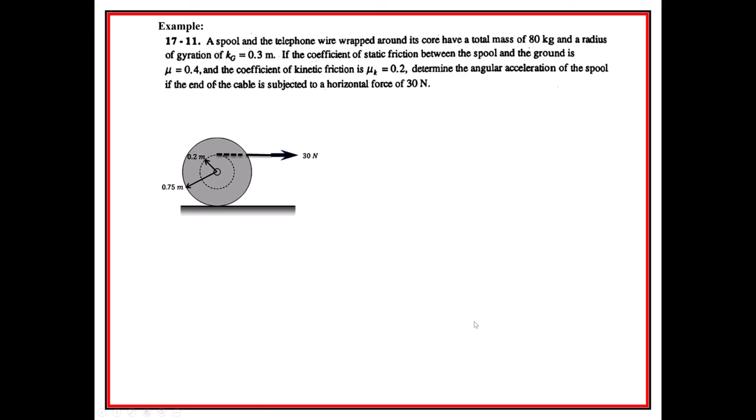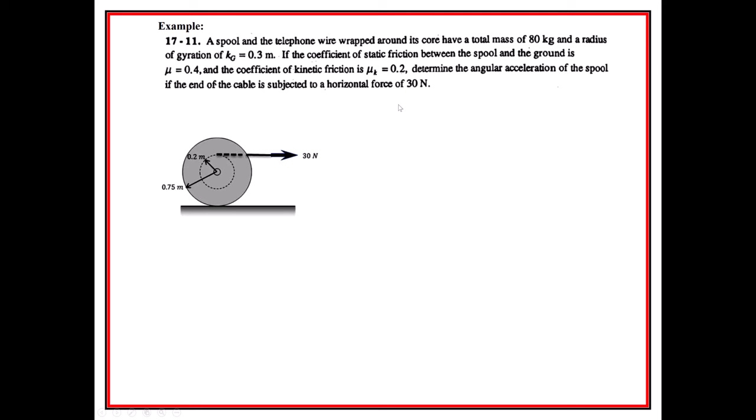We have the spool, and a telephone wire is wrapped around the top of it. This thing has a total mass of 80 kilograms, and they give us a radius of gyration of 0.3. The coefficient of static friction between the spool and the ground is 0.4, and the coefficient of kinetic friction is 0.2. We're going to determine the angular acceleration of the spool if the end of the cable is subjected to a horizontal force of 30 newtons.